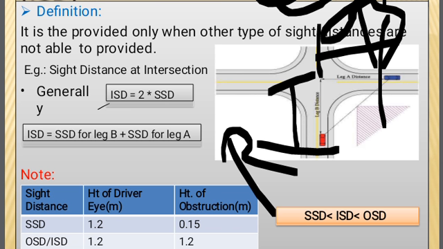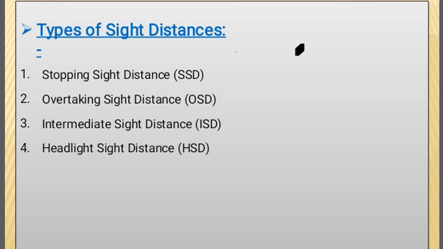These are the total five types of sight distances: stopping sight distance, overtaking sight distance, intermediate sight distance, headlight sight distance, and lastly lateral sight distance. These are the total types of sight distances. We have covered these five types of sight distances in the previous lecture and in this lecture.